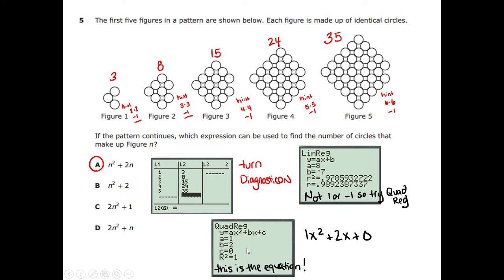So in quadratic, which is stat calc 5, we see 1 for our correlation coefficient. So that means quadratic is the equation, which is this. And we can match 1x squared plus 2x plus 0 to answer choice A. So it's pretty easy once you can put it into stat.